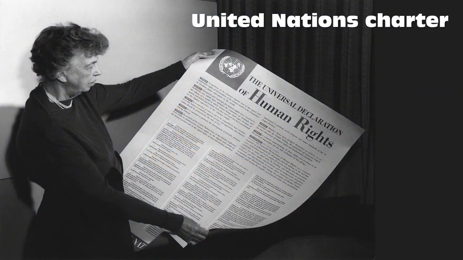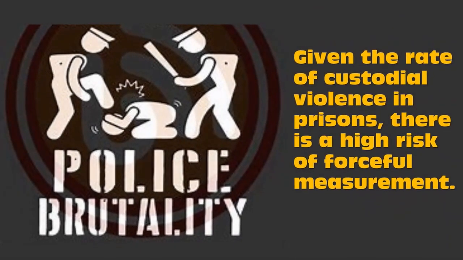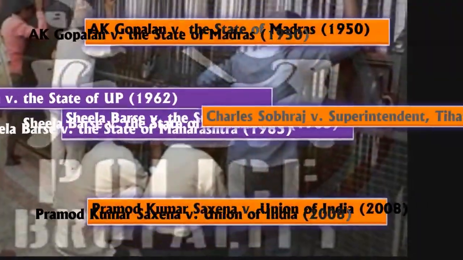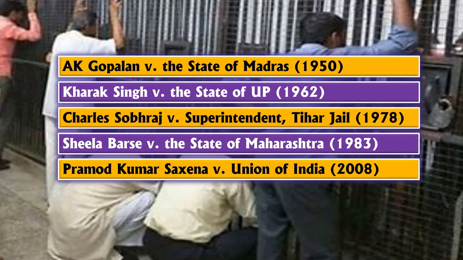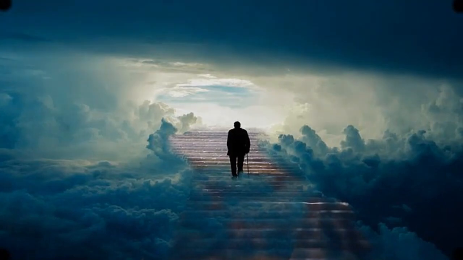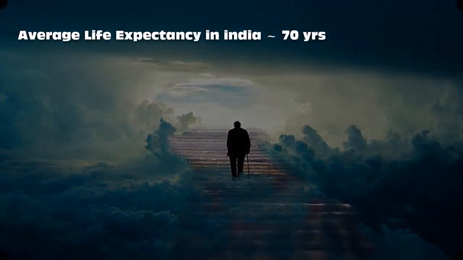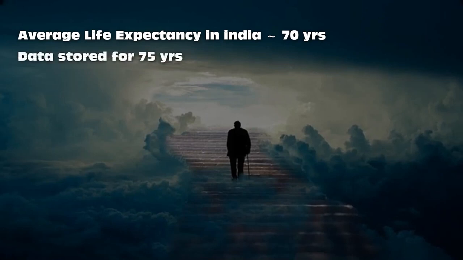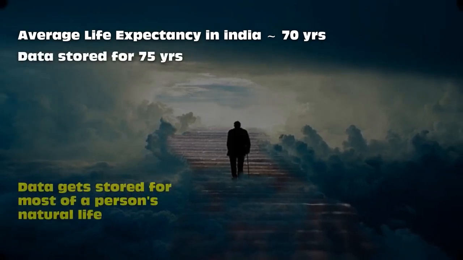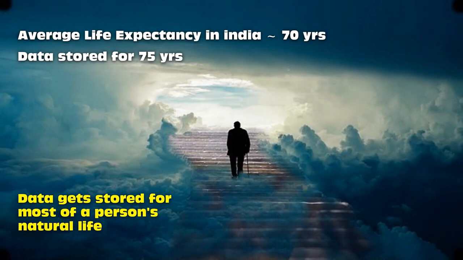Given the rate of custodial violence in prisons, there is a high risk of forceful measurement. Moreover, using force to take measurements violates prisoners' rights, as laid down by the Supreme Court in several judgments that you can see on the screen. The average life expectancy in India is around 70 years. The data gets stored for 75 years, which is most of a person's natural life.